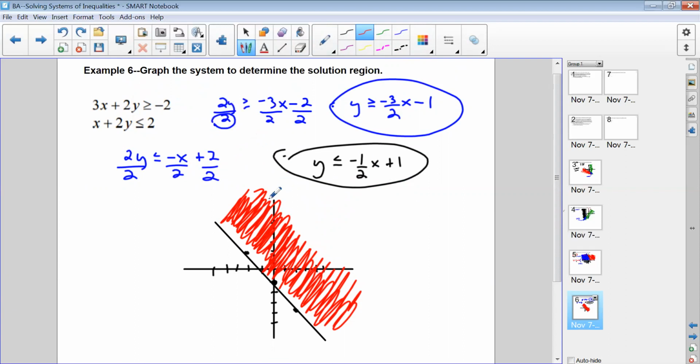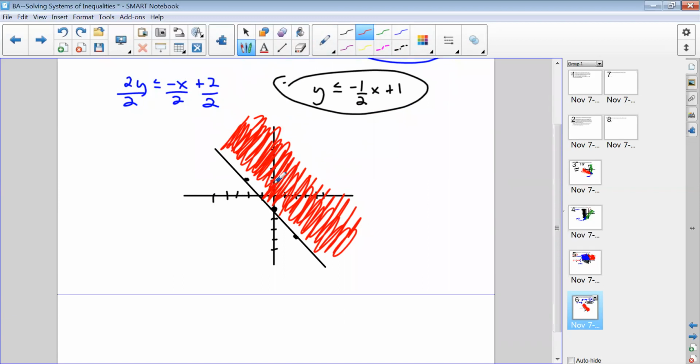So I want to go to positive 1, which would be right here. And I want to apply the slope of decrease 1, increase 2, or increase 1, decrease 2. And that will also be a solid line. And I want everything less than. So pick a different color. I'll go with green. And I want everything less than this line.